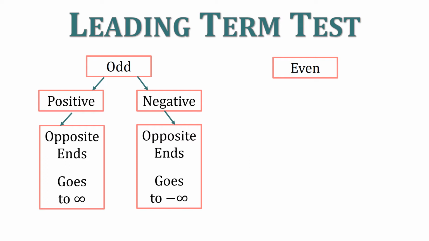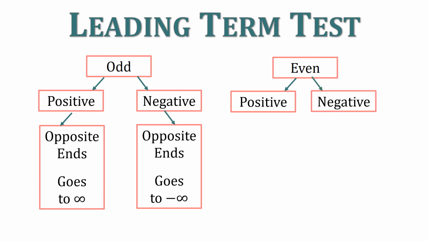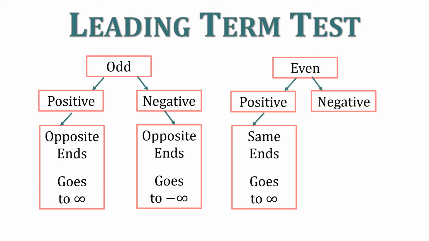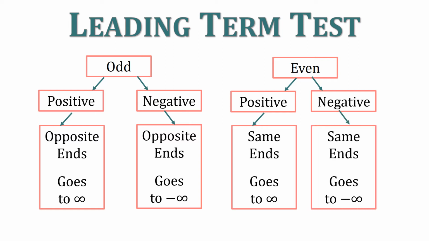And if it's negative, the right side of the function is going to go to negative infinity. Well, if it's even and it's positive, it's going to go to infinity on both ends. Ends go in the same direction. If it's negative, we're going to have same ends, but they're going to go in the negative direction. They're going to open down.